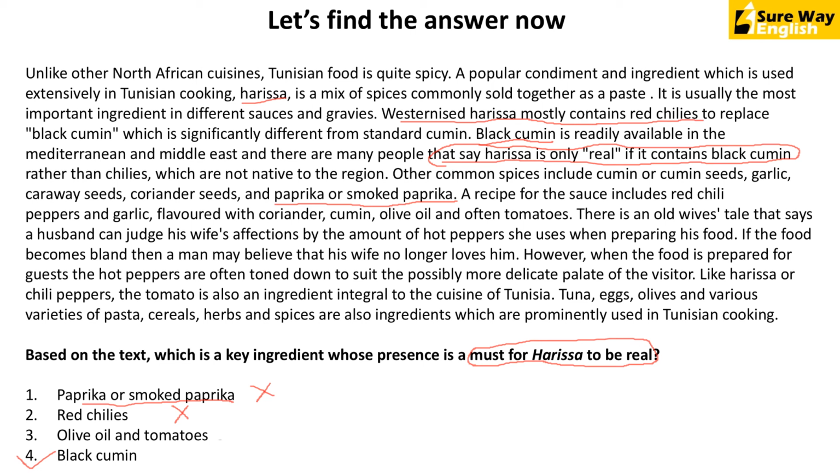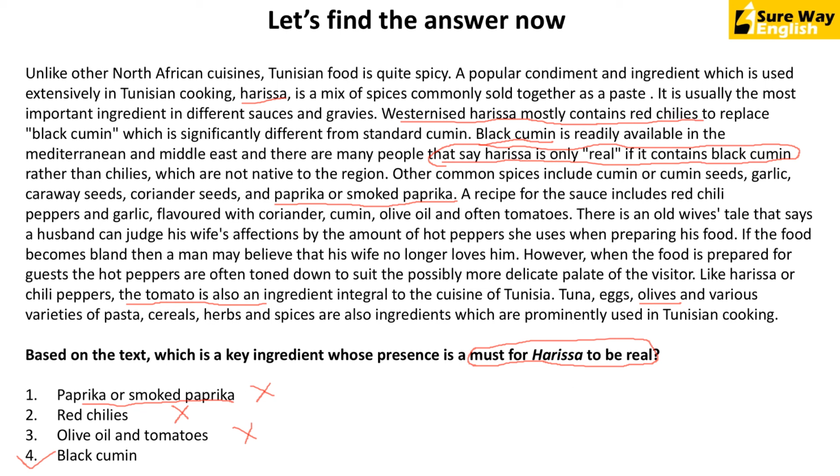Olive oil and tomatoes. So tomato is also an integral ingredient to the cuisine of Tunisia. So it's part of Tunisian cuisine, but it doesn't specifically go into making harissa a real food, a real harissa. And the last one, olives. So that means we can rule out this option as well because they are present in the Tunisian cuisine, but not a must for harissa to be real.